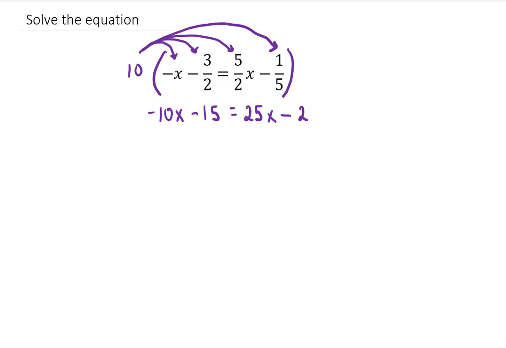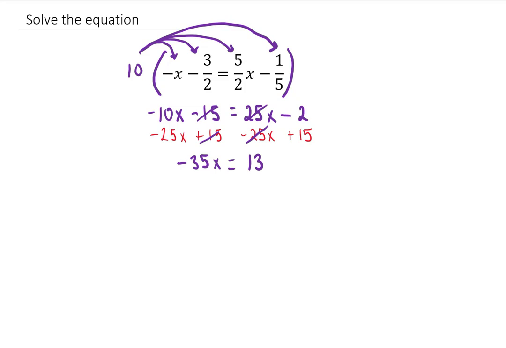Okay, so in the next line now, we're going to collect like terms. So in this instance, I'm going to subtract 25x from both sides, so that way I'm collecting all my x's on the left, and I'm going to simultaneously add the 15 to both sides, so I'm collecting my constants. Okay? So what would be remaining after that stage? Well, nice cancellation here and here. Negative 10 minus 25 is negative 35x. And on the right-hand side, negative 2 plus 15 is positive 13.